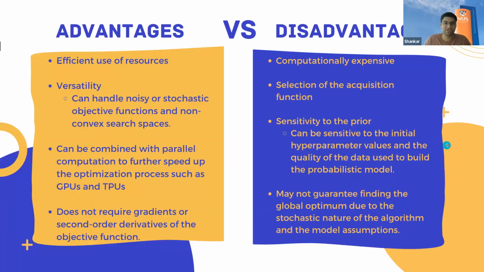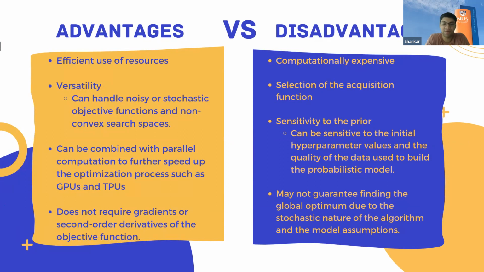Okay, so here are some advantages and disadvantages of Bayesian optimization. The first advantage being the efficient use of resources. Bayesian optimization intelligently selects the most promising set of hyperparameters to evaluate, which allows it to optimize the objective function using a small number of evaluations. This is particularly useful for expensive or time-consuming objective functions.